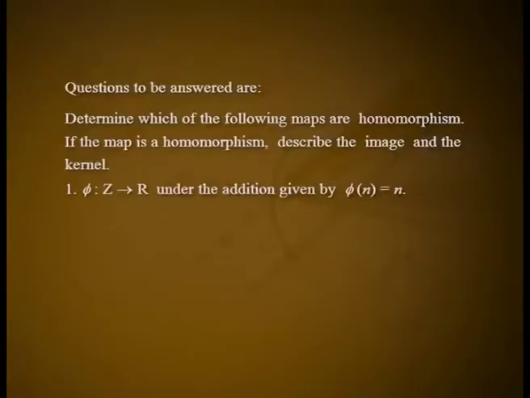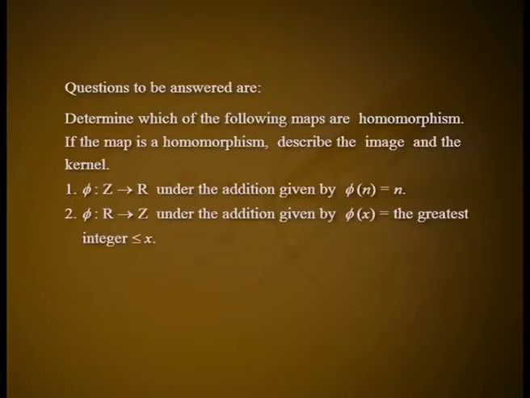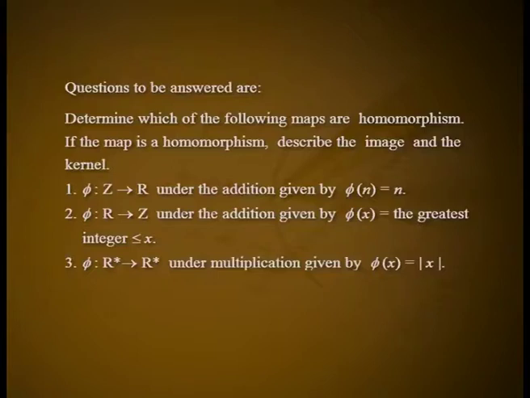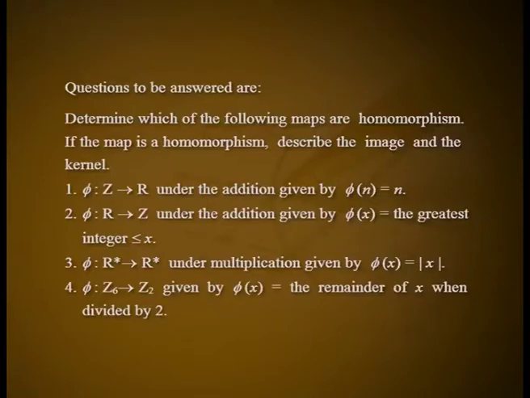Now try to answer the following questions. Determine which of the following maps are homomorphisms. If the map is a homomorphism, describe the image and the kernel. 1. φ from Z to R under addition given by φ(n) = n. 2. φ from R to Z under addition given by φ(x) = ⌊x⌋, the greatest integer less than or equal to x. 3. φ from R* to R* under multiplication given by φ(x) = |x|. 4. φ from Z6 to Z2 given by φ(x) = the remainder of x when divided by 2.